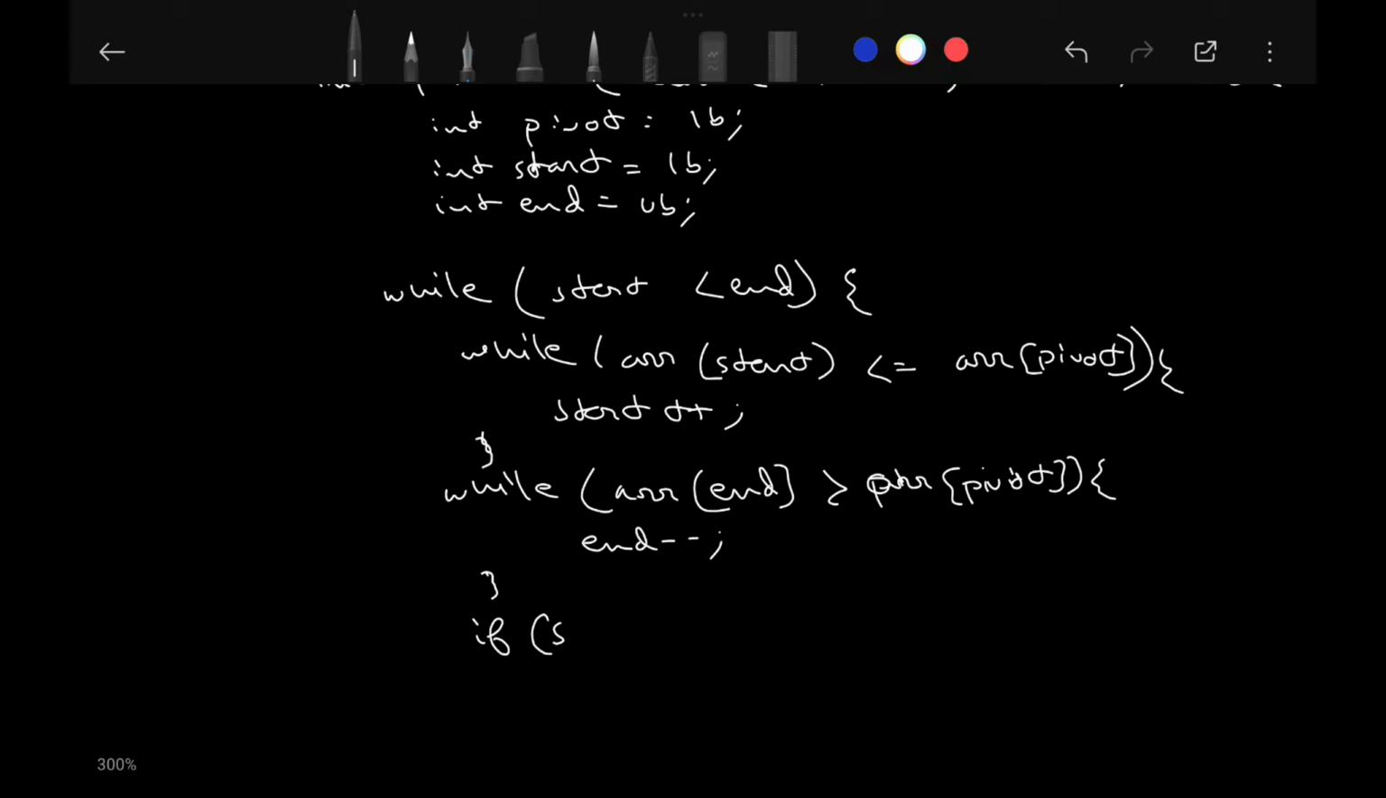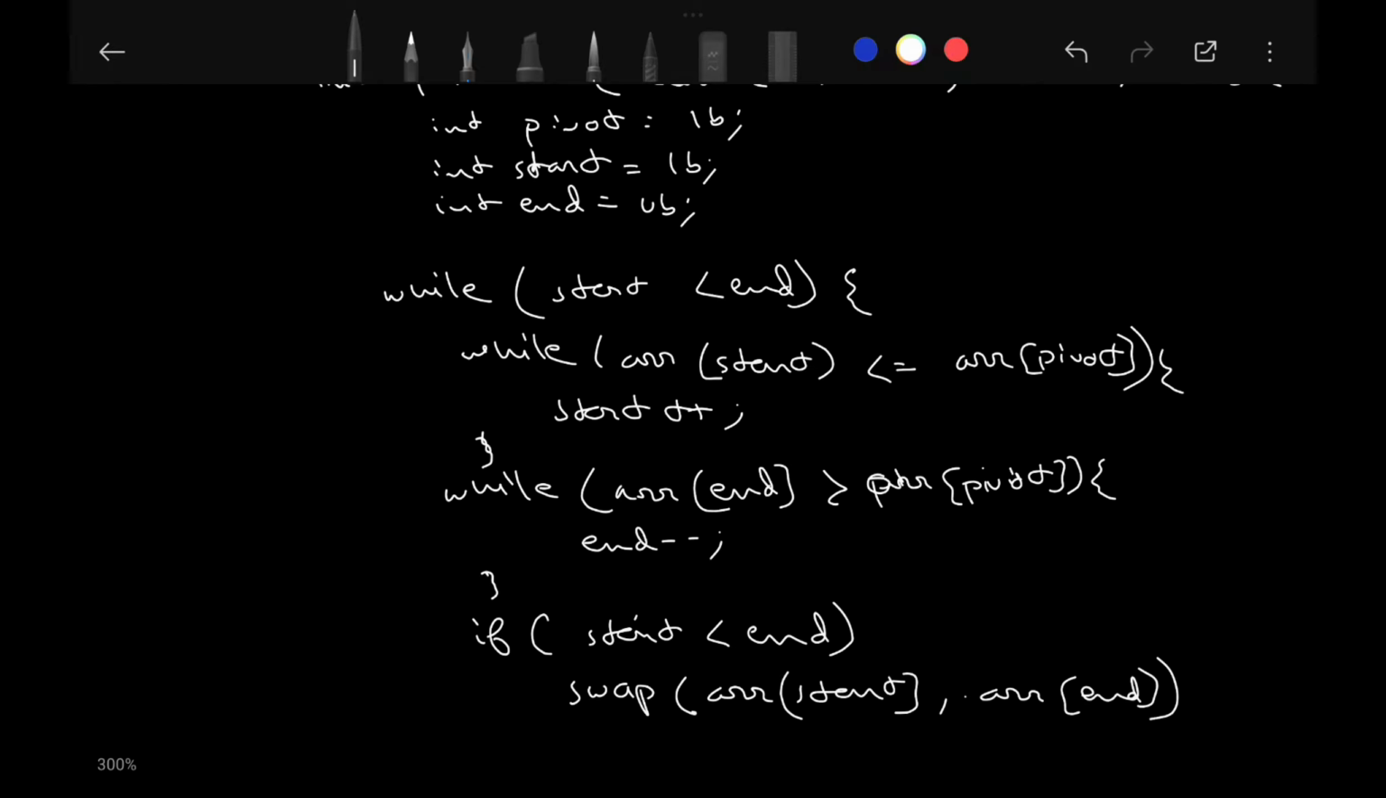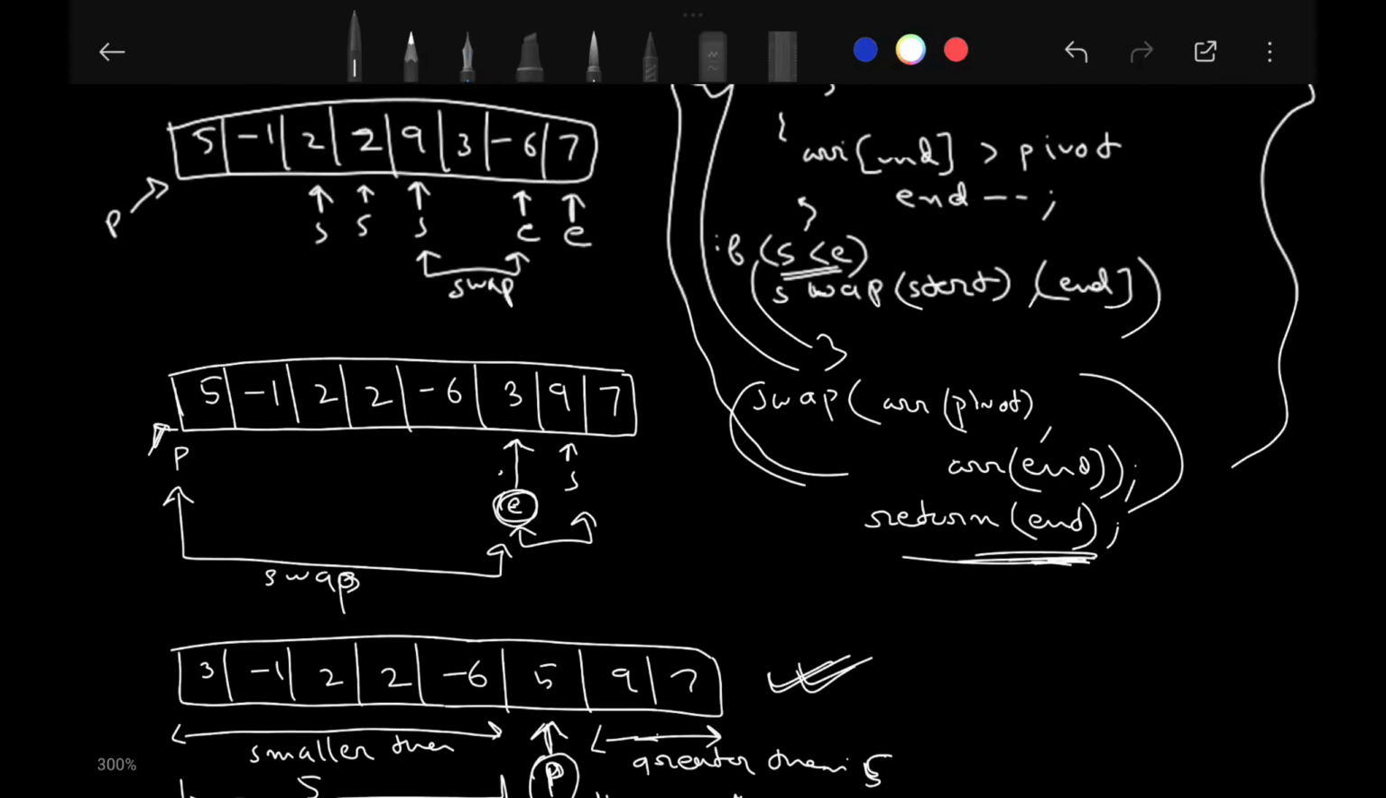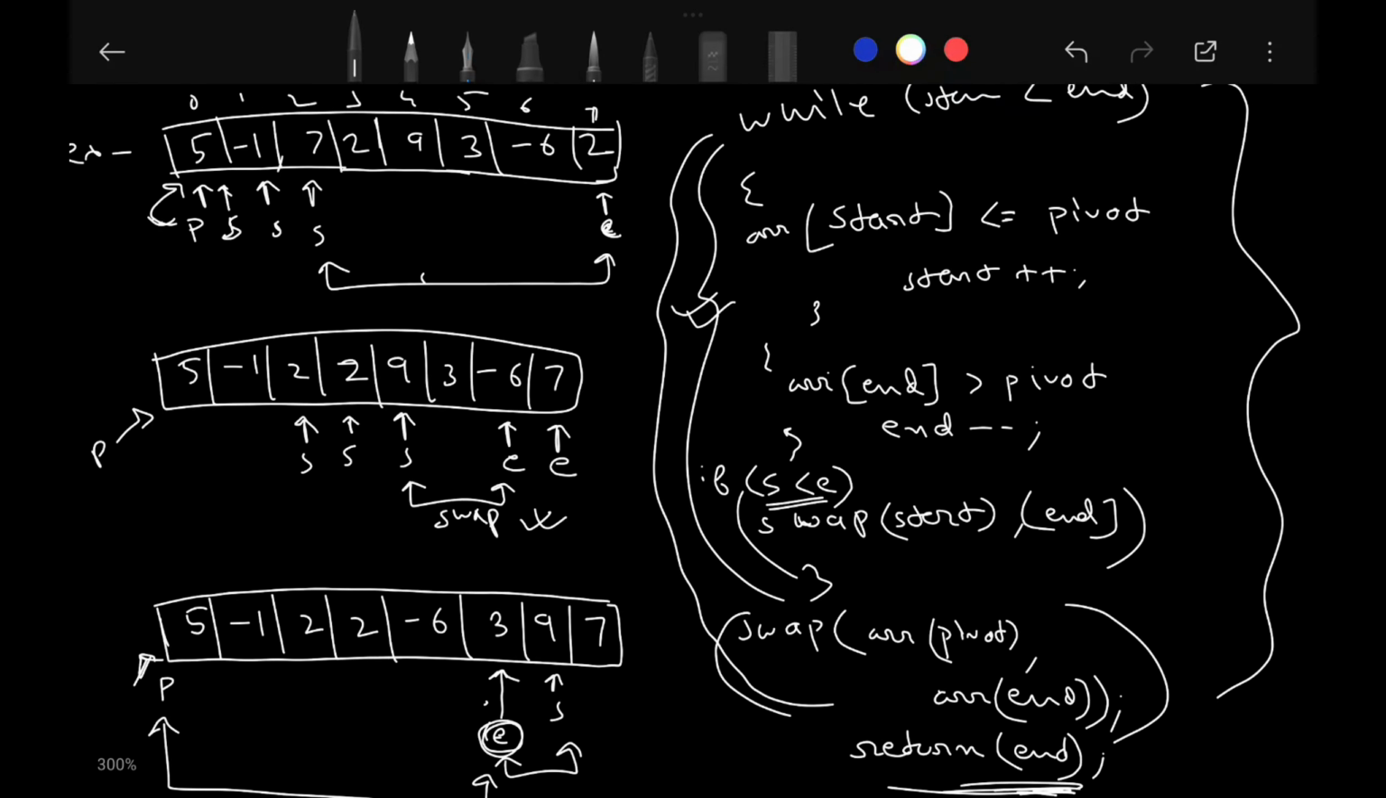And at the end, we don't need to complicate things. We can just simply check if our start has not overlapped our end, or our start is smaller than our end by indexing. I mean to say the index of start and the index of end are not overlapped. Then perform the swap of arr of start and arr of end, this particular swap that we have been considering.